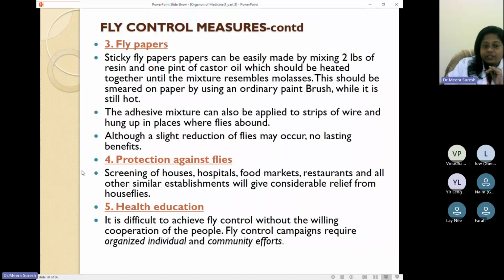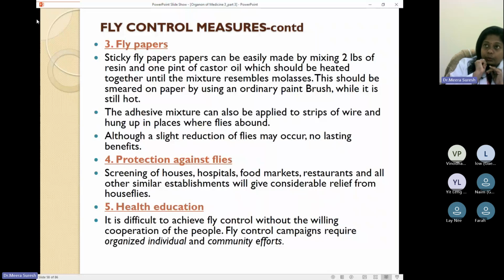Then for protection against flies, we can use mosquito screens. The same screens can protect us from the flies also. The screening of houses, hospitals, food markets, restaurants, and other similar establishments gives considerable relief from houseflies. And health education is very much a must because we have seen that flies are an indication of insanitation or lack of hygiene.